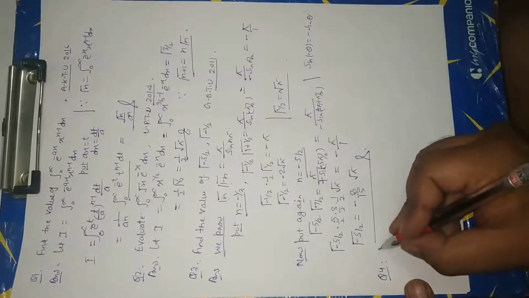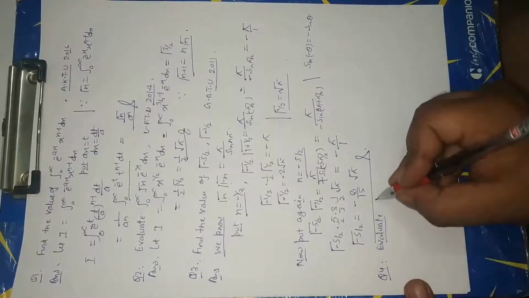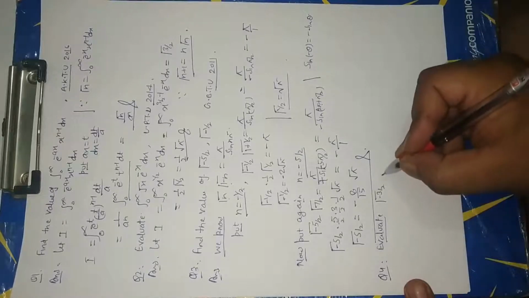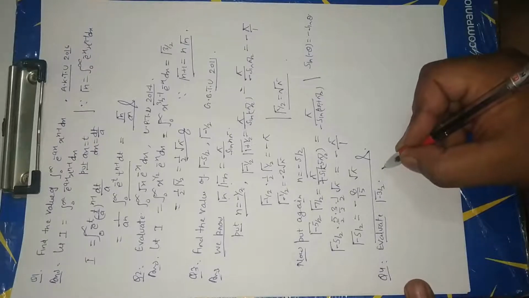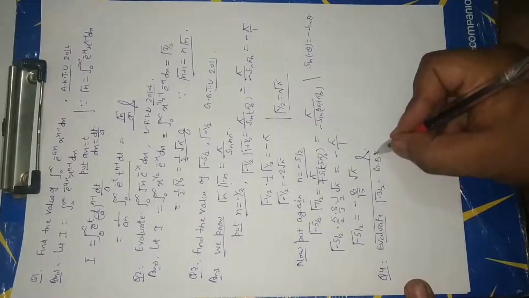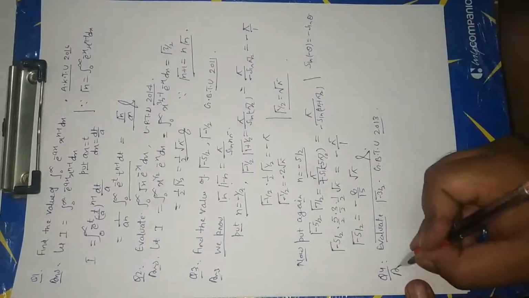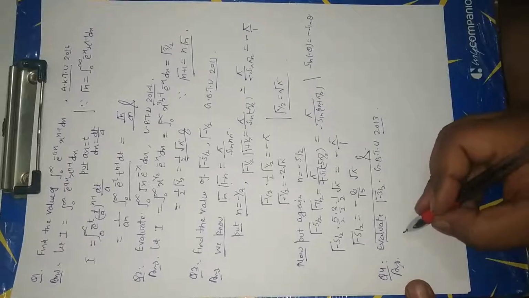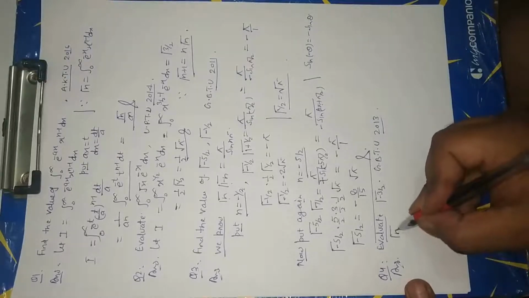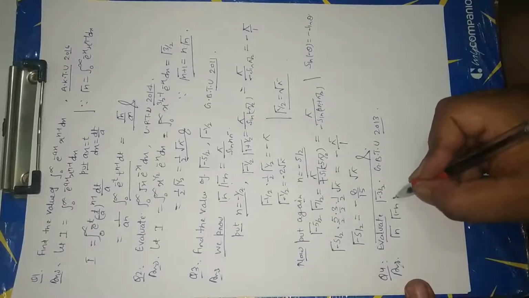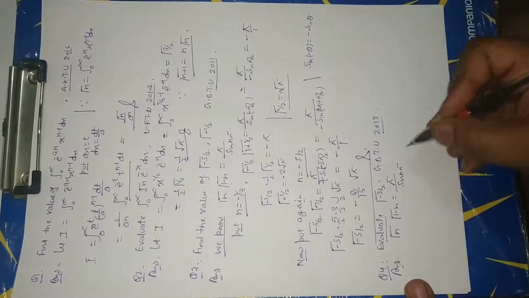Evaluate gamma minus 3 by 2. This was asked in GBTU 2013. Again we repeat the given formula: gamma n times gamma 1 minus n is equal to pi upon sin n pi.